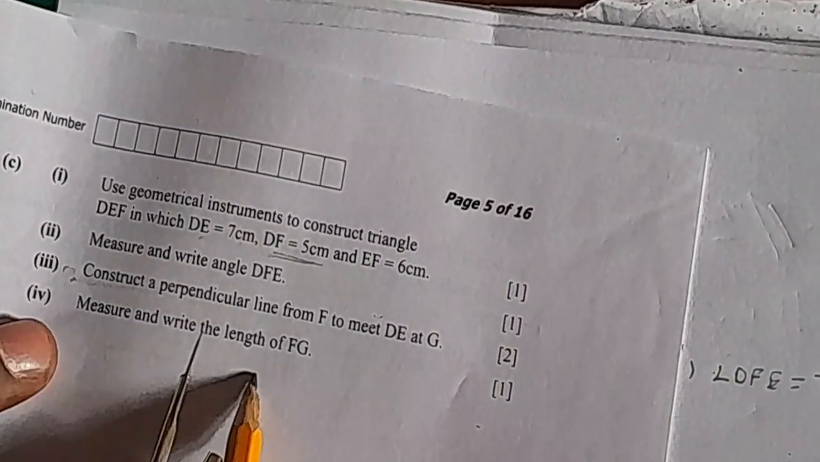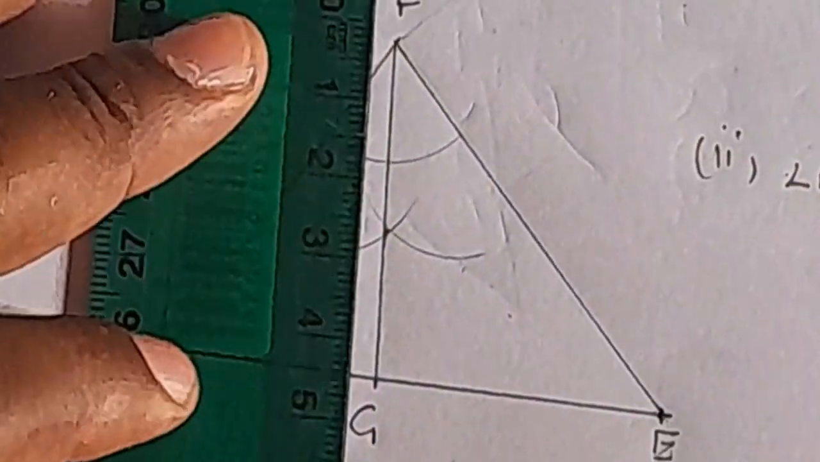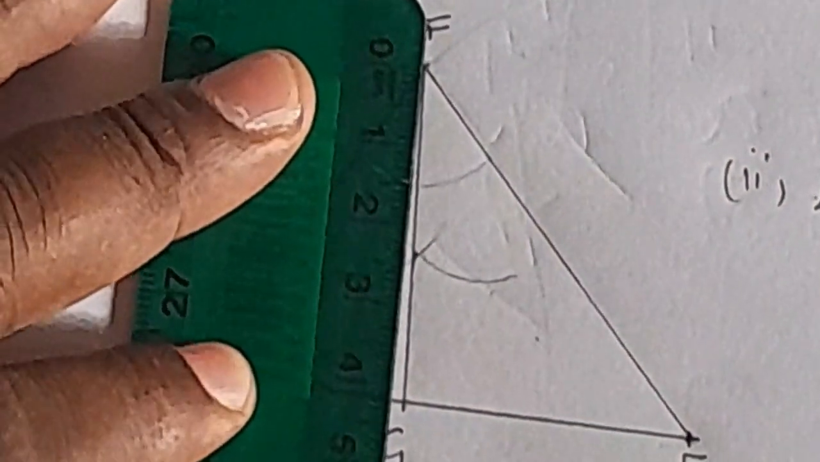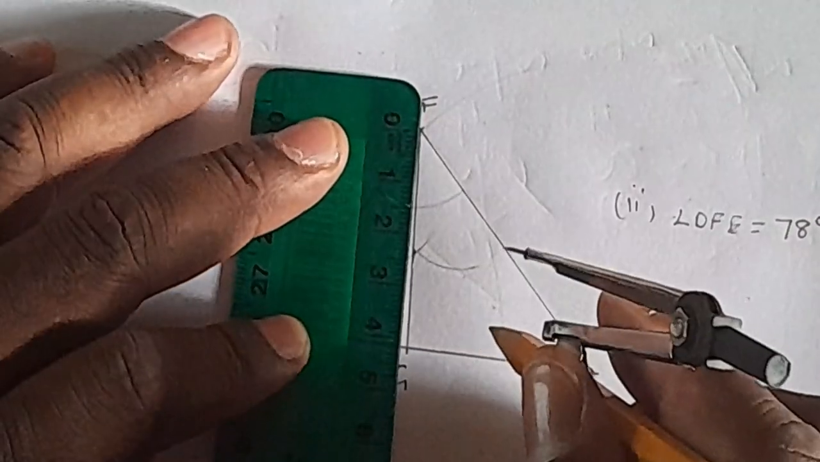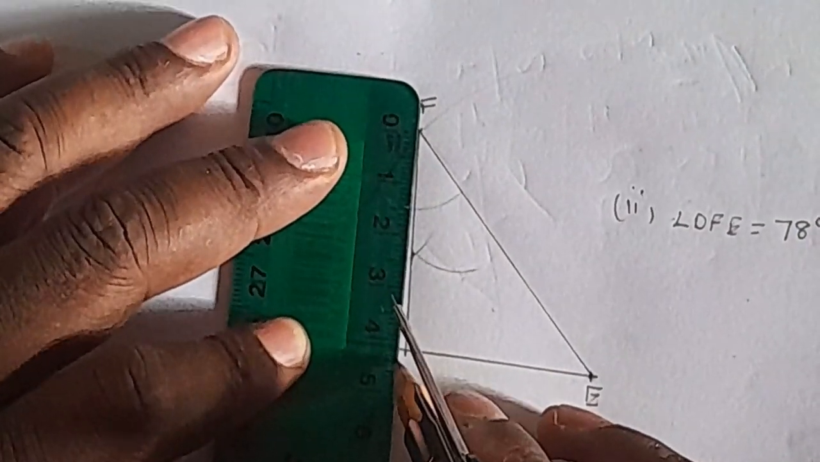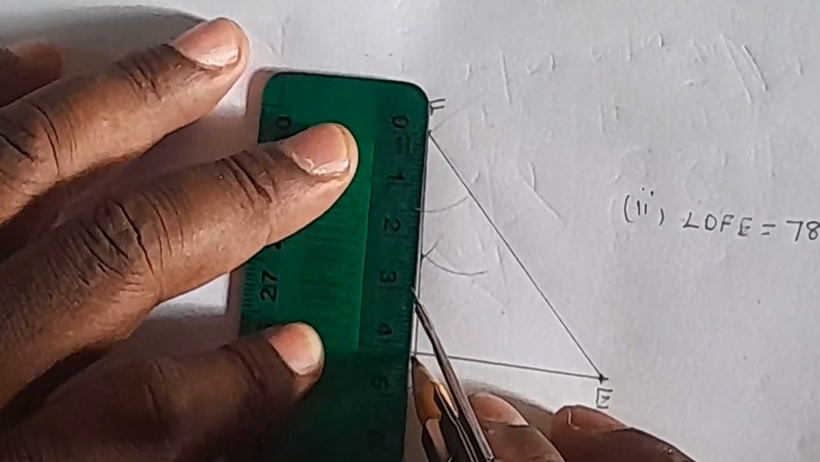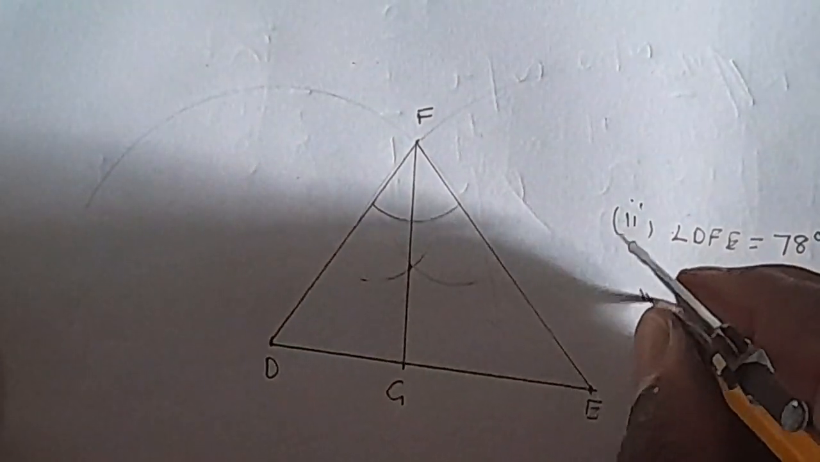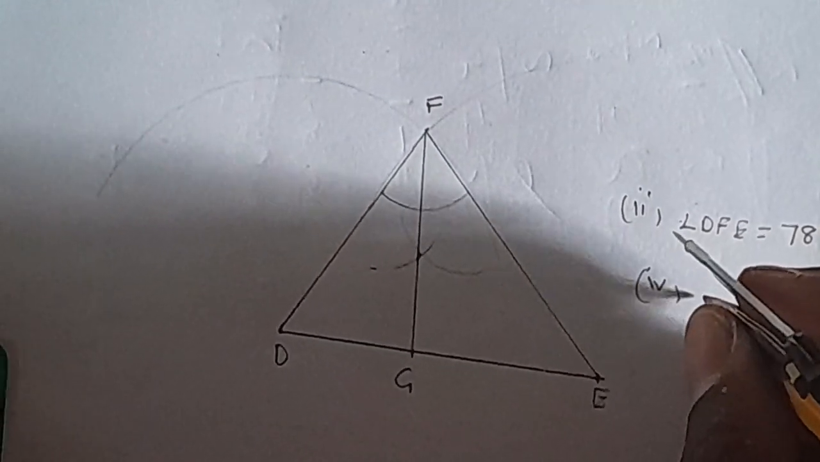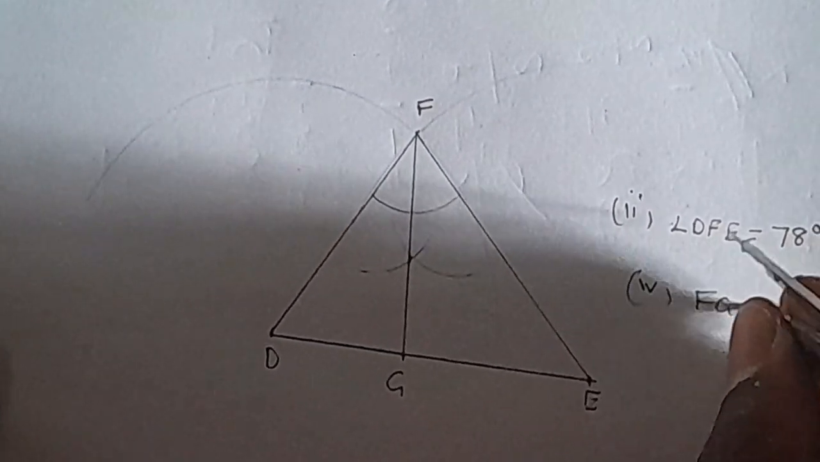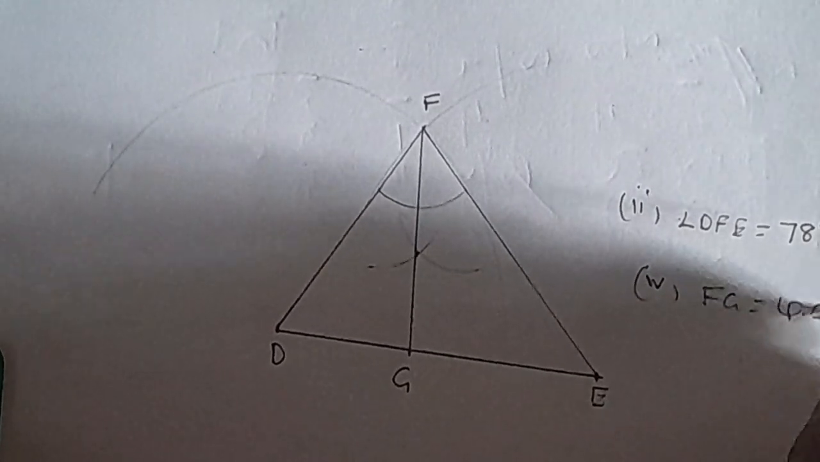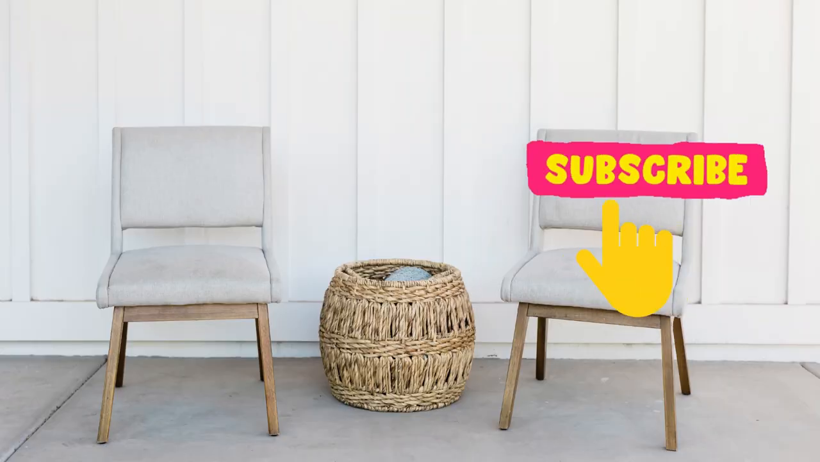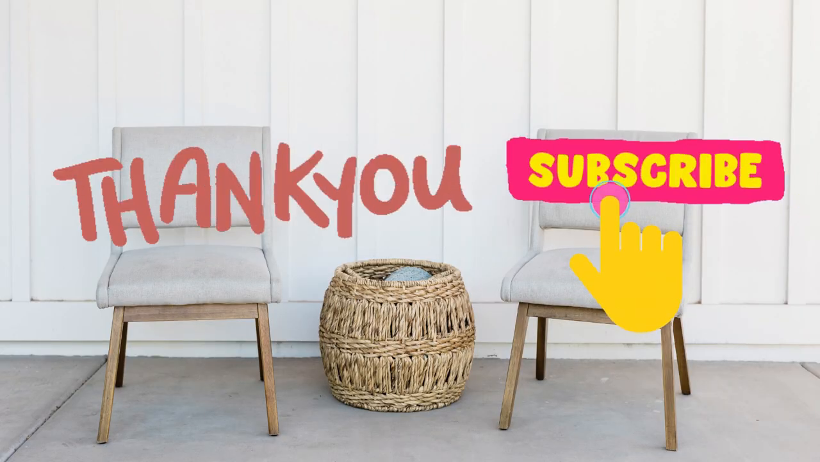So just for doing that, you're given 2 marks, and then they're saying measure and write the length of FG. So FG is the same line that we just drew. That's from F, and that is G. So that's 4.2. So that is number 4. That is FG is equal to 4.2 centimeters. And just like that, you are done with construction.